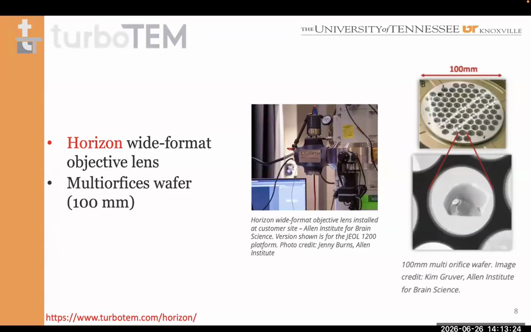There are other options, other solutions for how it can be realized. For example, I found some startups that provide very wide format objective lenses that can be complemented by multi-orifice wafers, and in this case, you can work with multiple samples, multiple specimens in a row. So there are some solutions on the market, but still the number of specimens, the number of compositions, is not enough.